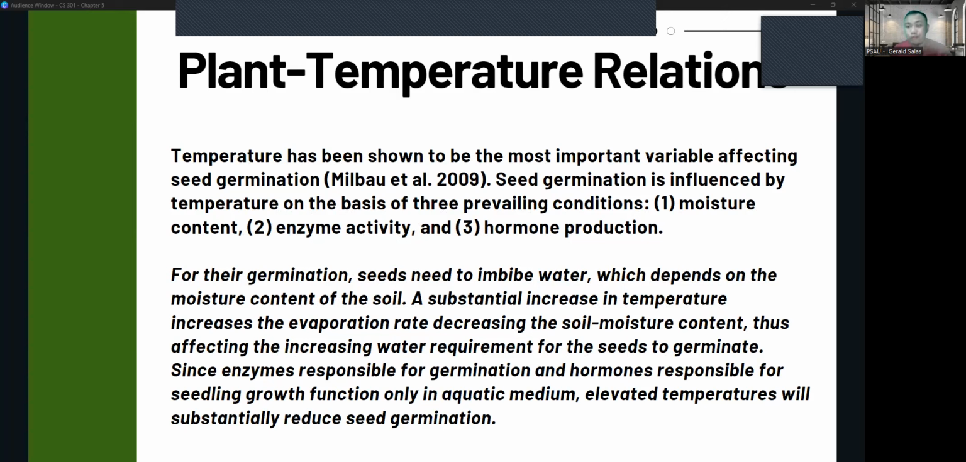Because through water, doon nagkakaroon ng pass-through of nutrients coming from the soil. So as we have discussed, importante yung temperature in this case. It causes changes doon sa soil moisture content, in which yung water kailangan ng seeds para mag-grow siya. Okay? So the temperature in this example increases the evaporation rate ng ating soil.